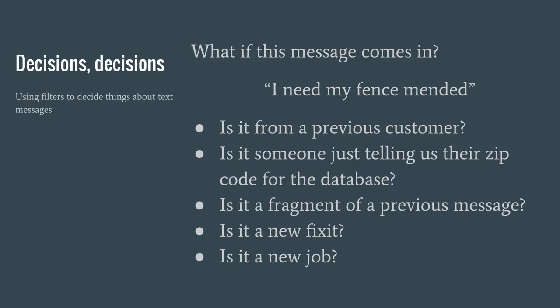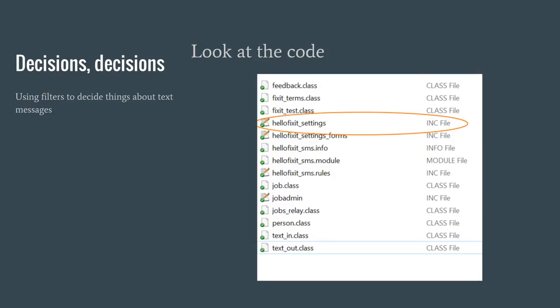What about if it's a fragment? Let's say somebody sent in a job description that was more than 160 characters and it got broken into two messages. Well, we don't want to treat the second message like it's a whole new job. So let's account for that. What about if it's just a new contractor or a new fix-it sending in a message saying, add me to your database? We don't want to treat that like a new job either. So the last thing that happens is, if none of those are true, we basically say, okay, this is probably a new job.